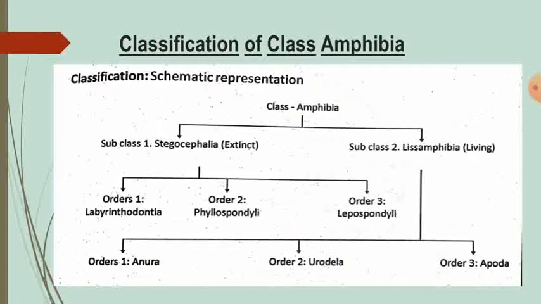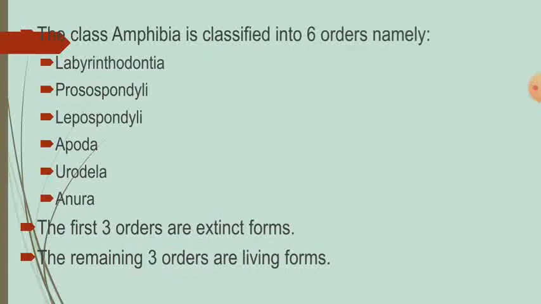Subclass 1 is again divided into three orders, and these orders are extinct. In your syllabus, you will be studying the three orders which come under subclass 2, Lissamphibia, that is, the living forms: Anura, Urodela and Apoda. So totally there are 6 orders. In these 6 orders, the first three are extinct forms and the remaining 3, Apoda, Urodela and Anura, are living forms.